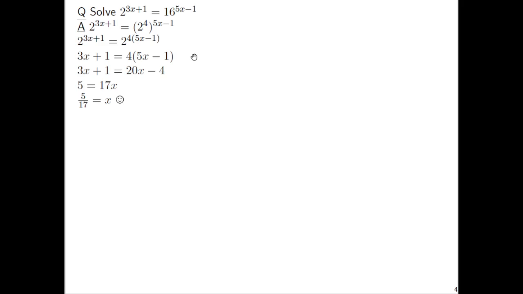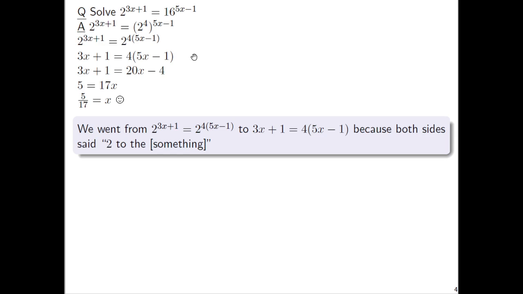We're done. You could, of course, work on checking your answer if you like, but we don't actually, strictly speaking, have to check our answer because the original equation did not have logarithms. Just a comment again. We went from this line here, 2 to the 3x plus 1 equals 2 to the 4 times quantity 5x minus 1, to one line below, 3x plus 1 equals 4 times quantity 5x minus 1, because both sides said 2 to the something.